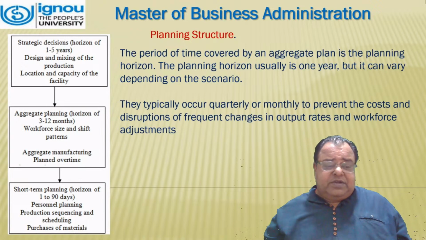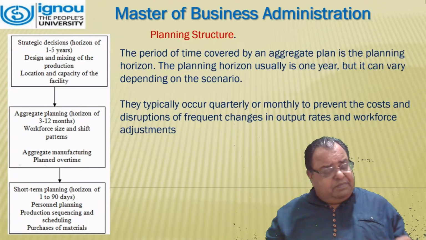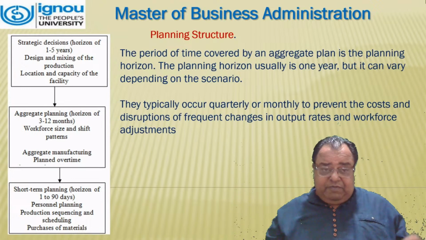The third one is short-term planning. That is planning for 1 to 90 days. That is personnel planning, production sequencing and scheduling, and purchase material.